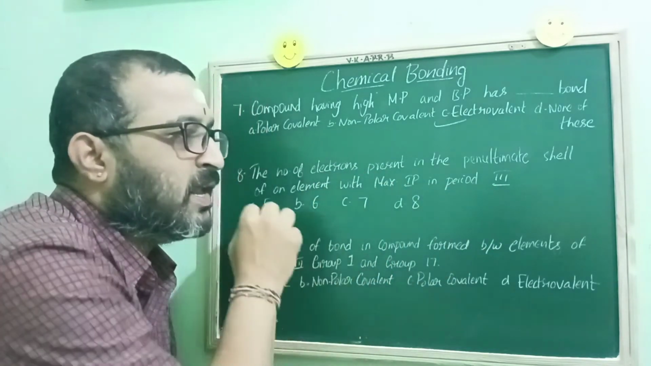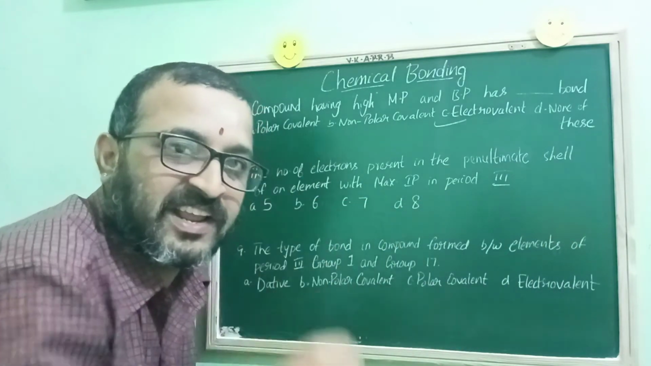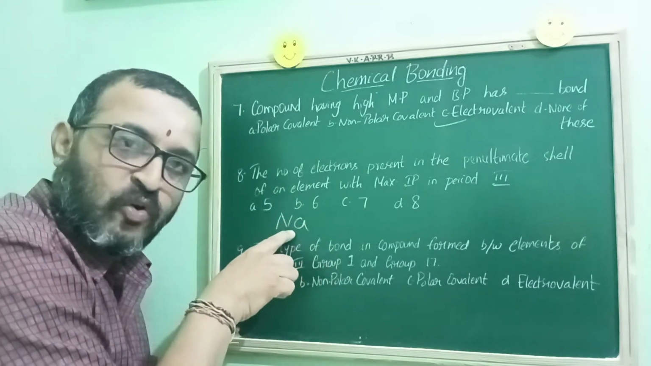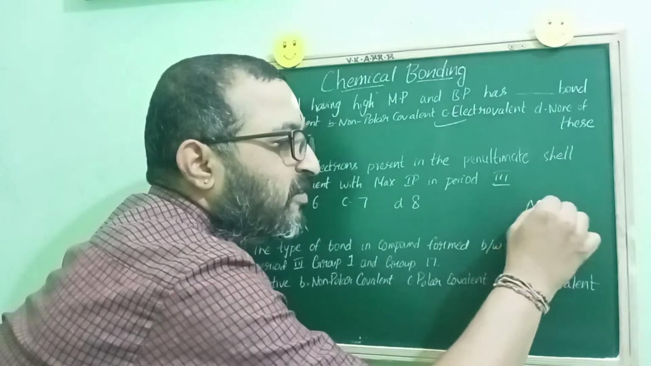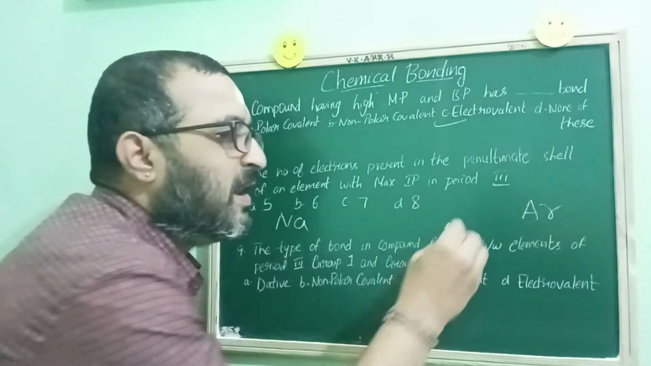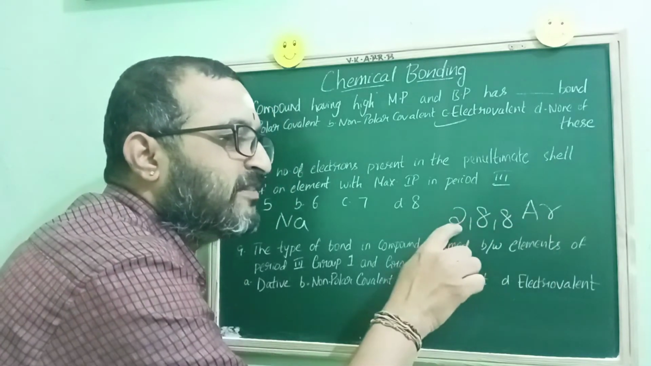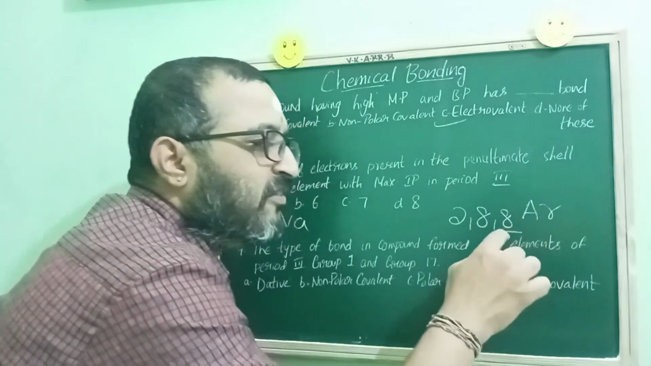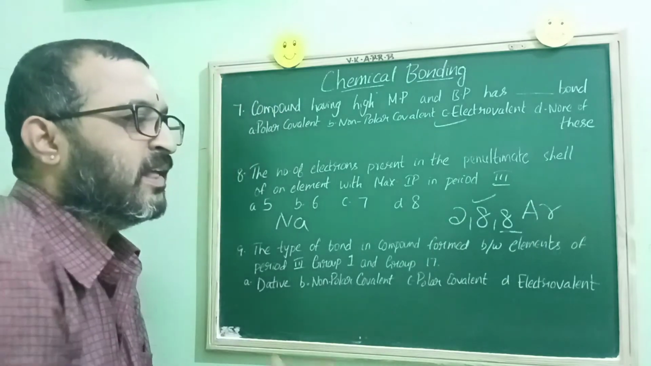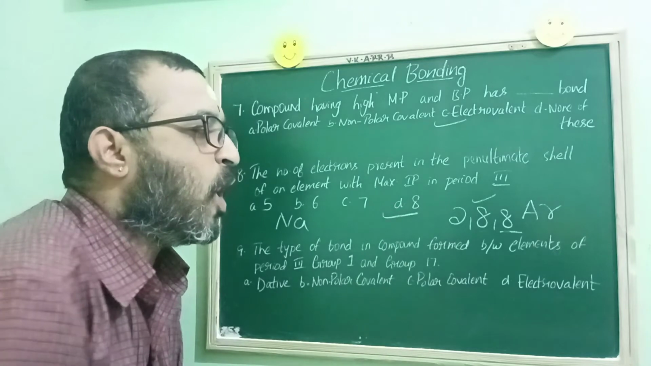Children, we all know that across the period the ionization potential is going to what, children? Increases. So in period 3, the first element is what? Sodium, and the last element is what, children? Argon. So in penultimate shell of argon, how many electrons are there? So the electronic configuration of argon is 2, 8, 8. Valence shell has got 8. The penultimate shell also has what, children? 8. So the answer for this one is, do we have this option? Yes, it is option D.